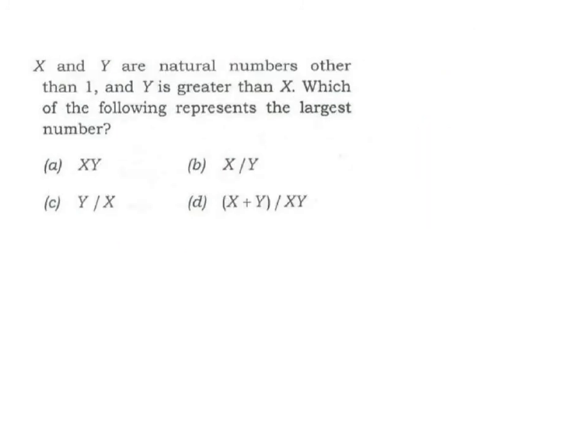x and y are natural numbers other than 1 and y is greater than x. So I am just taking 3 is greater than 2. So 3 and 2 are the values of y and x. Just checking it. Which of the following represents the largest number? x into y, 2 into 3 is 6. Now x by y, 2 by 3, is less than 1. y by x, 3 by 2, is 1.5. y plus x, 3 plus 2, is 5. y into x, 3 into 2, is 6. Therefore the largest value is simply xy.